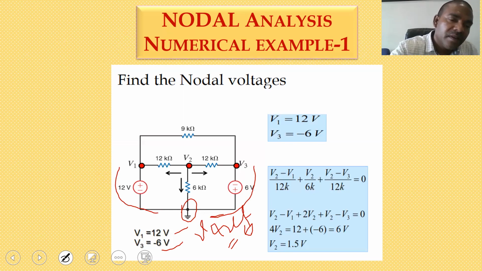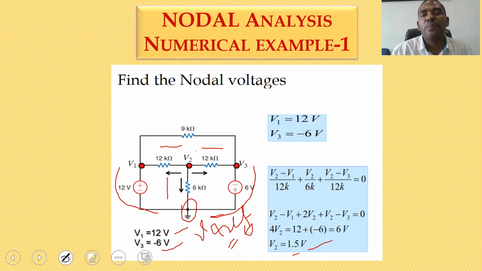Three currents are there. So (V2 minus V1) by 12K, one current. (V2 minus V reference) by 6K, another current. (V2 minus V3) by 12K is equal to 0. Here already V1 value is 12 volts, V3 value is minus 6 volts. So you can calculate the value of V2. Finally you can get 1.5 volts. So a very simple problem.